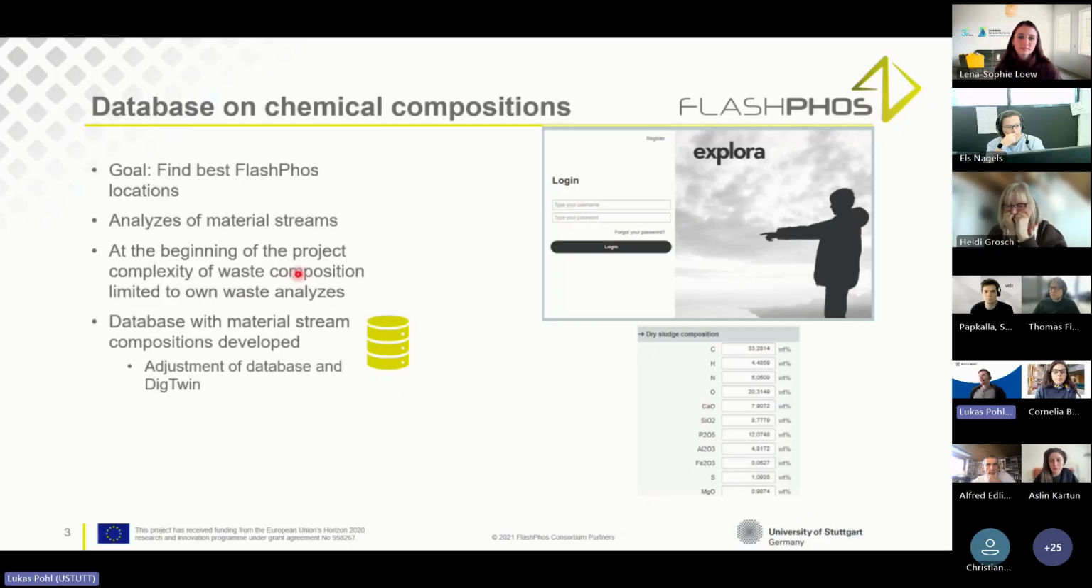But at the beginning of the project, the complexity of the waste composition was rather limited to our own waste analysis. And within the project, we added more chemical compositions, and we ourselves developed a data bank on these chemical compositions. And InsPyro always adapted the digital twin accordingly. So both database and digital twin, let's say, exchanged data on each other or grew together. So this is our login page picture, by the way, here.